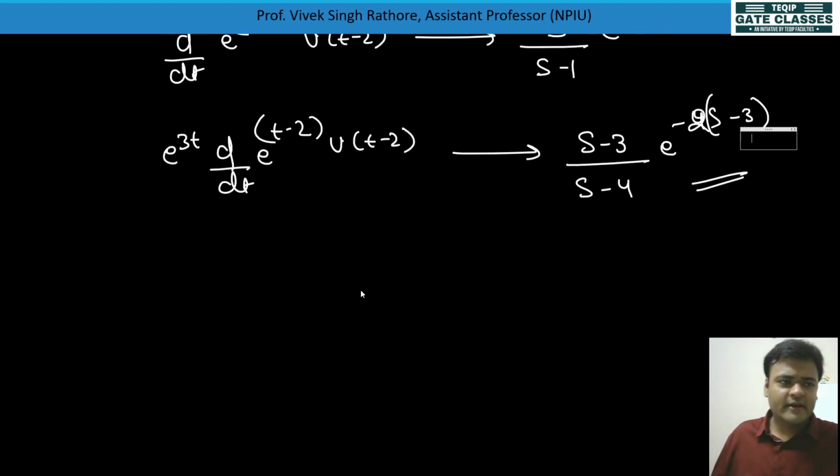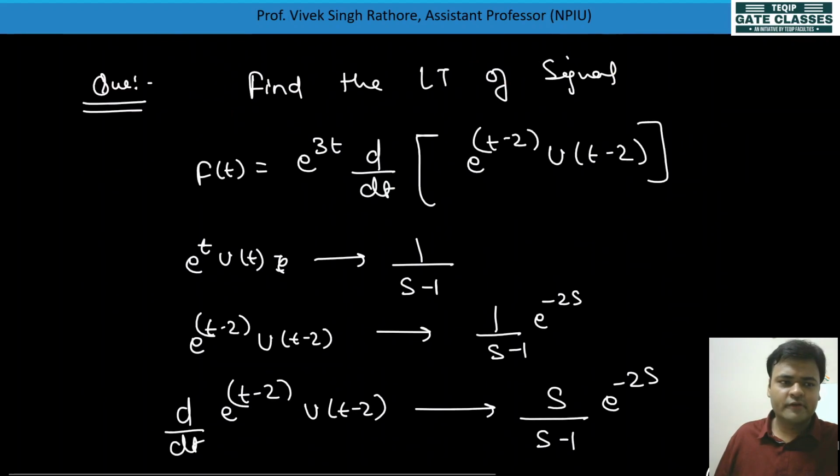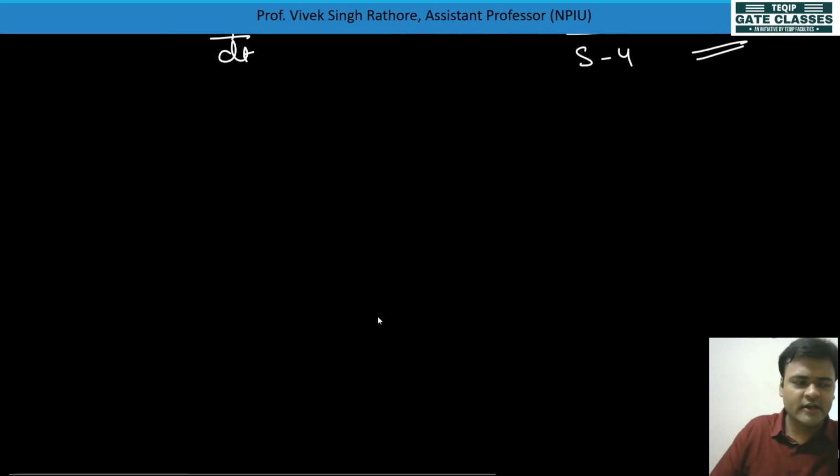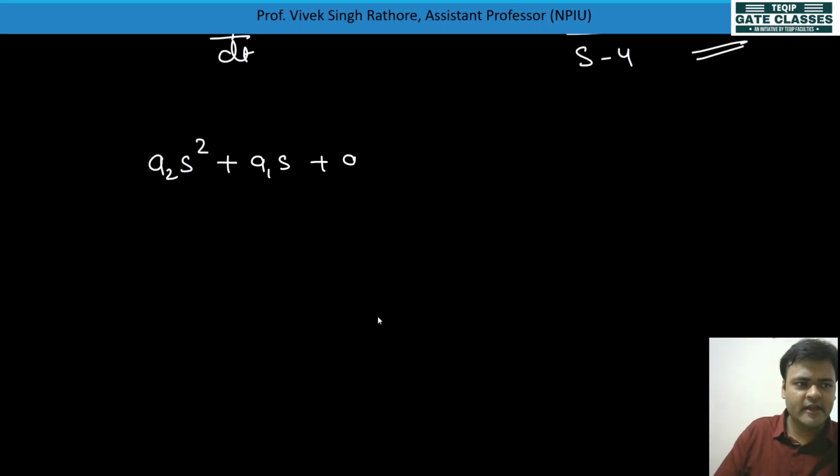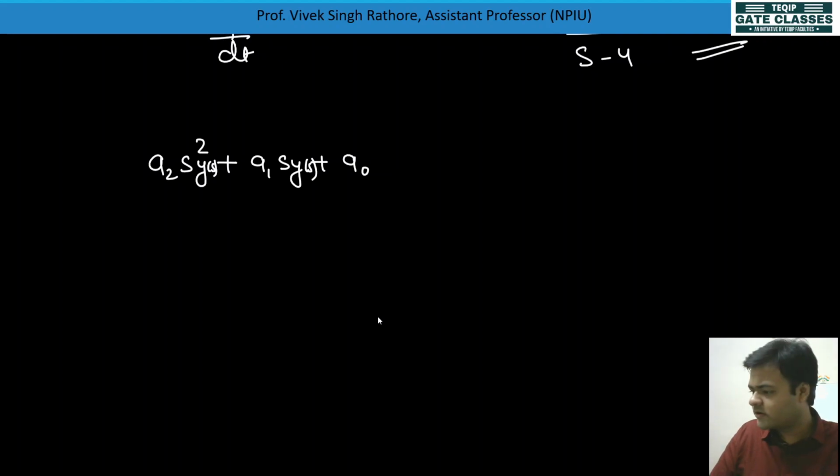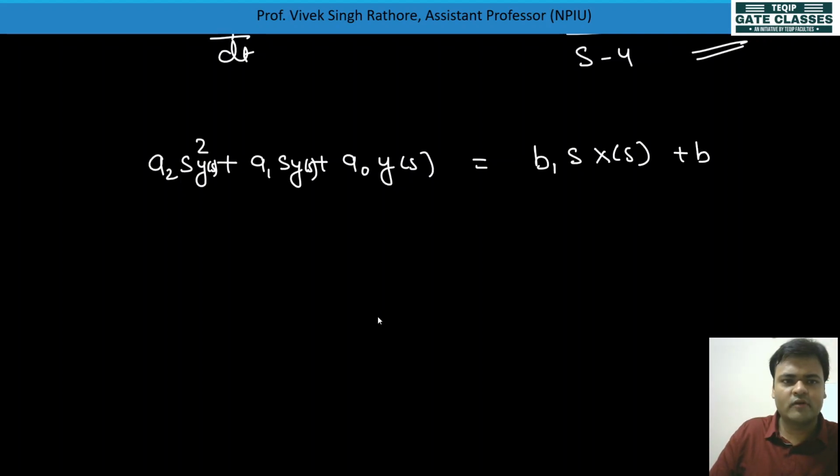Okay, I told you, by using this property we can write a differential equation also. So how will we write a differential equation, I'll tell you. See, let's suppose a2 s square Y of s is given, a1 s Y of s will be there, and a naught Y of s will be given. And here let's suppose b1 s X of s is given, plus b naught X of s is given. Okay, this is the equation.